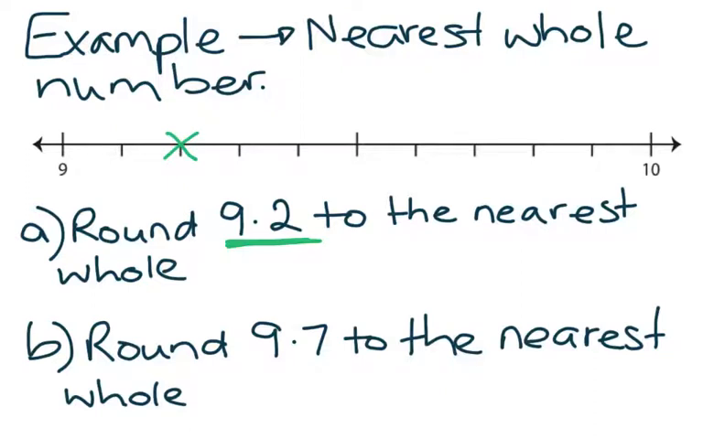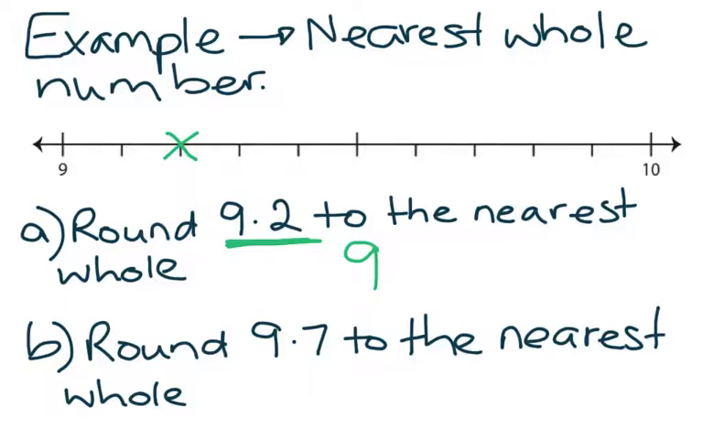So then if we have a look at this, is 9.2 closer to 9 or is it closer to 10? And students should be able to say, well, they can see that it is closer to 9. So 9.2 to the nearest whole would be 9. And notice how I didn't put a point or anything. It's because we're going to a whole number, so it needs to be just a whole number with no decimal point.